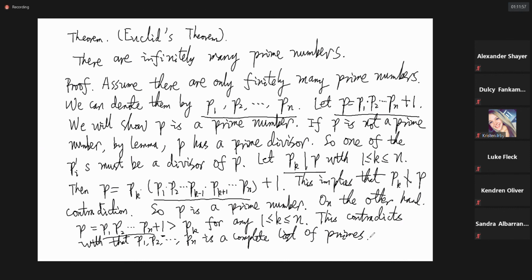Okay. So you can see the proof of Euclid's theorem is very pretty. So you just assume there are finitely many. You construct a new number which is bigger than those numbers, but then you can show this number must be a prime number. So in other words, the hypothesis is not true. There cannot be finitely many prime numbers. So we have infinitely many prime numbers.